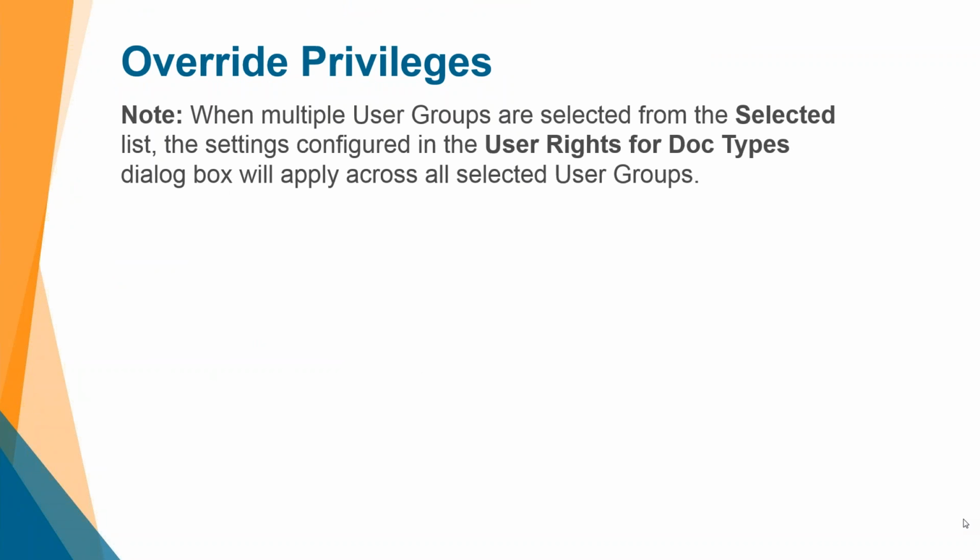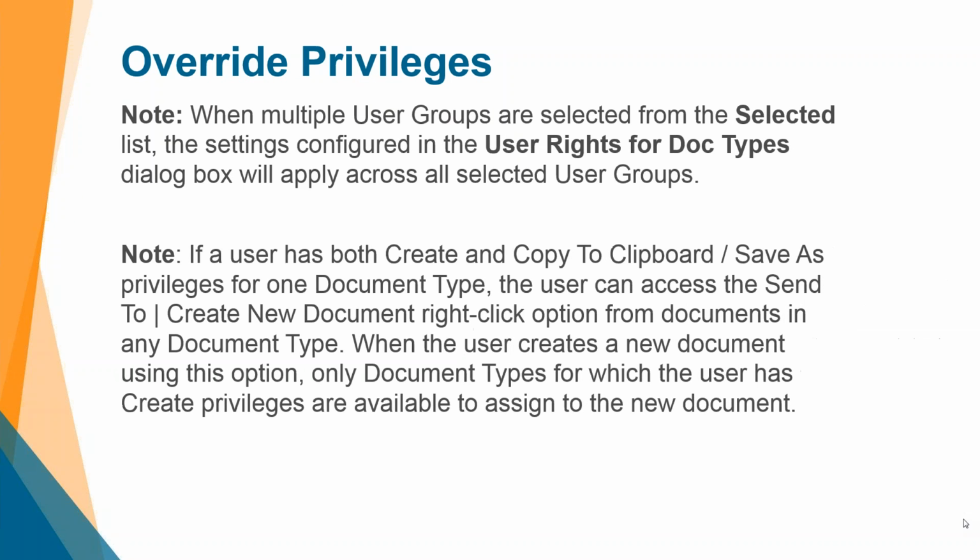So when multiple user groups are selected from the selected list, the settings configured in the user right doc types dialog box will apply across all selected user groups. If a user has both, this is something we want to highlight and note because it is an issue we've run into with quite a few customers: if a user has both create and copy to clipboard/save as privilege for one document type, the user can access the send to create new document right-click option from documents in any document type.